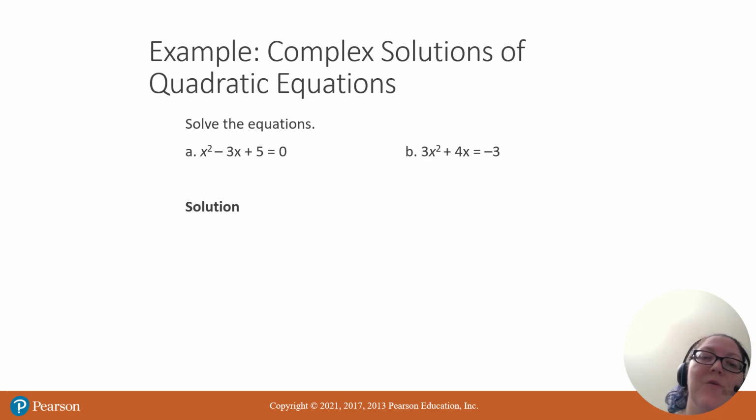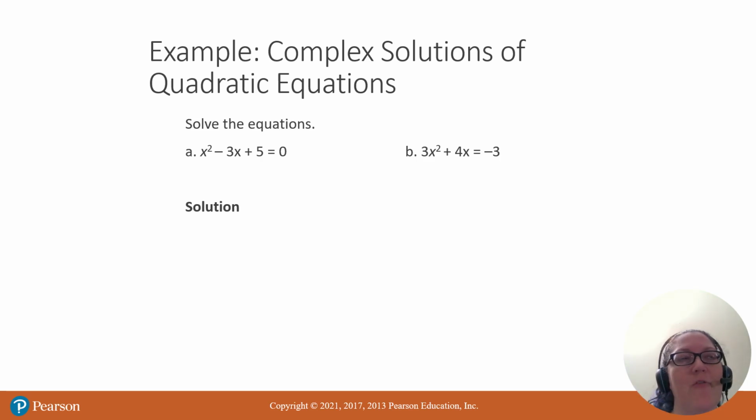Okay, so let's try these ones. So with these ones here, I have x squared minus 3x plus 5 equals 0, and then I have 3x squared plus 4x equals -3. Now, again, I wouldn't use the principle of the square root property on this because b exists, okay? And what I mean by b existing is this term right here, that minus 3x here, and this term right here, plus 4x there. It's because I have some number directly in front of x.